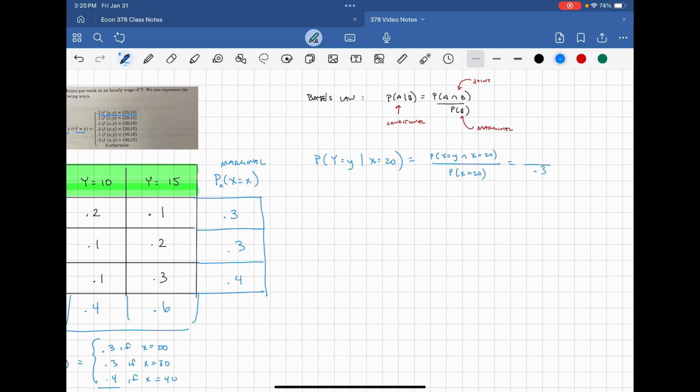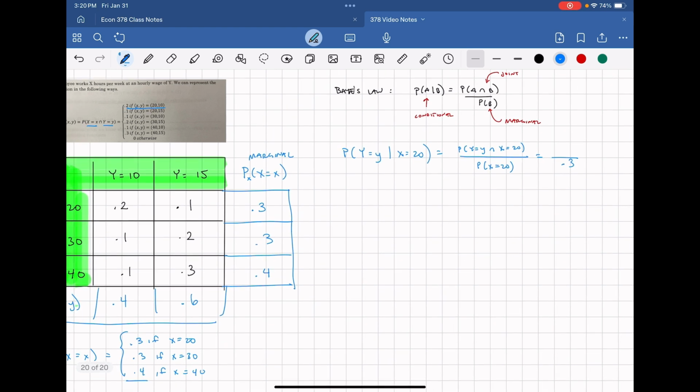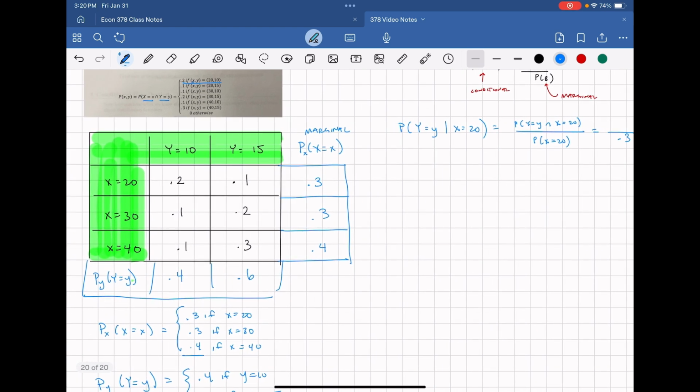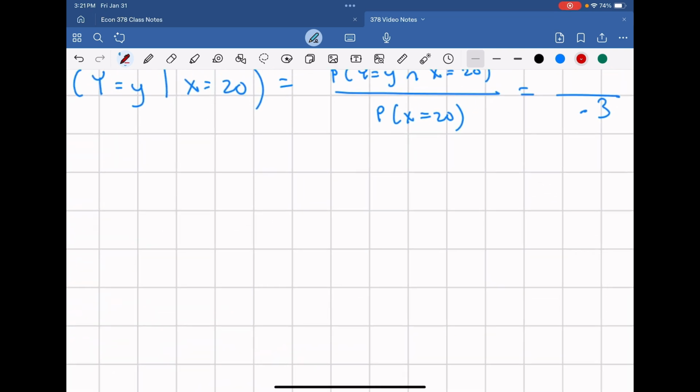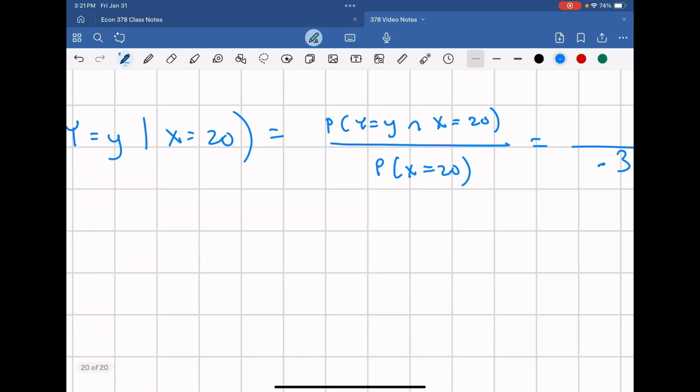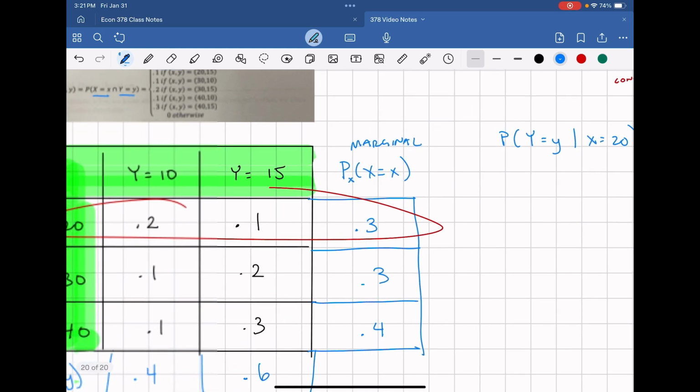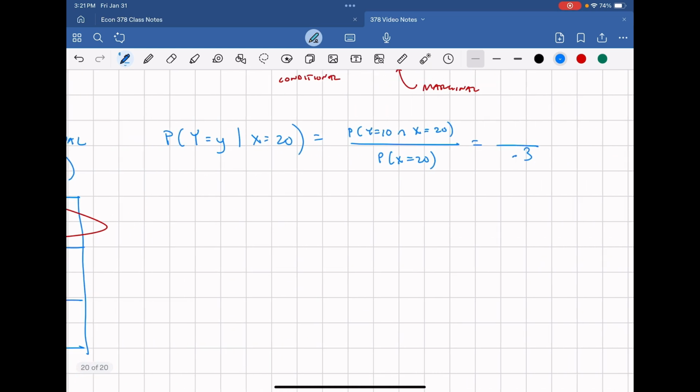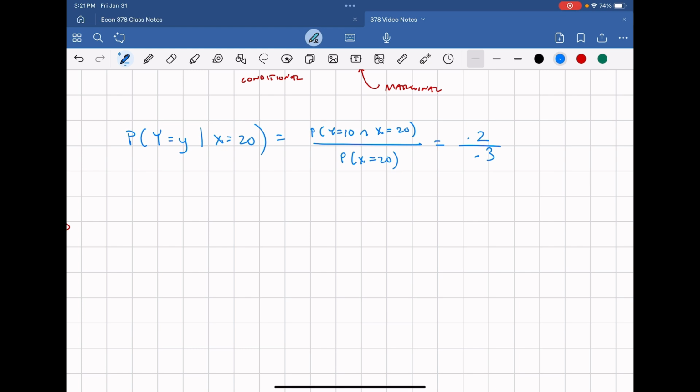And the probability that y equals y, given that x is 20, we're going to be looking here, and it's going to take on one of these two values. So if I change this, what's the probability that y equals, not y, but let's call it 10, then this would be 0.2 divided by 0.3. And so this would be a probability of 2/3.